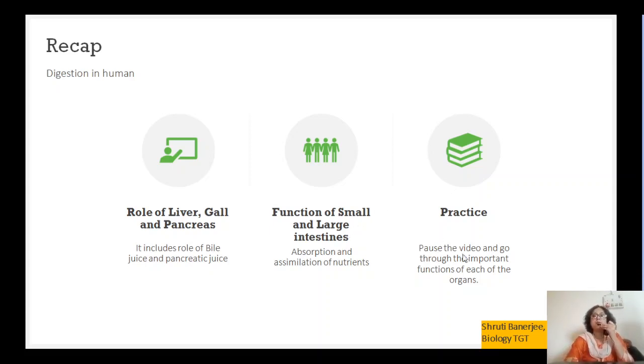Okay, so remember to pause the video and go through the important functions of each and every organ. We have now concluded the human digestive system.